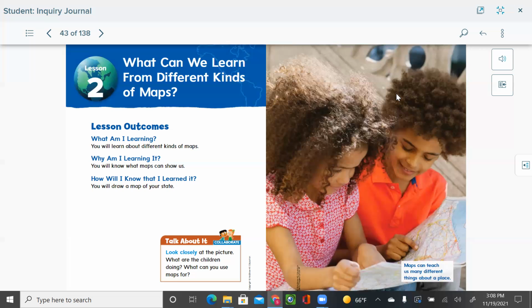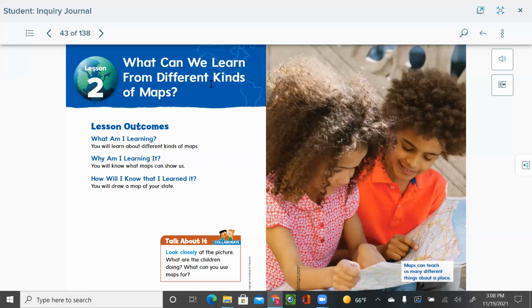We learned about the compass rose and about directions: N stands for north, the letter S stands for south, the letter E stands for east, and W stands for west. In today's lesson, we're going to learn about different kinds of maps.